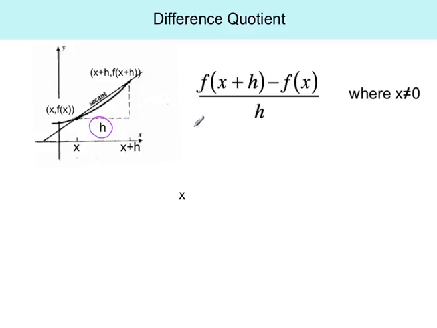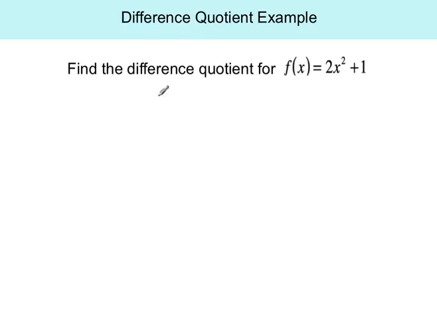So we're going to do an example like this where we evaluate the difference quotient. And later on in calculus, what you're going to see is we are going to be able to figure out what the slope of that secant line is at any point on our curve. So let's evaluate the difference quotient here. It's going to be f of x plus h minus f of x all over h.